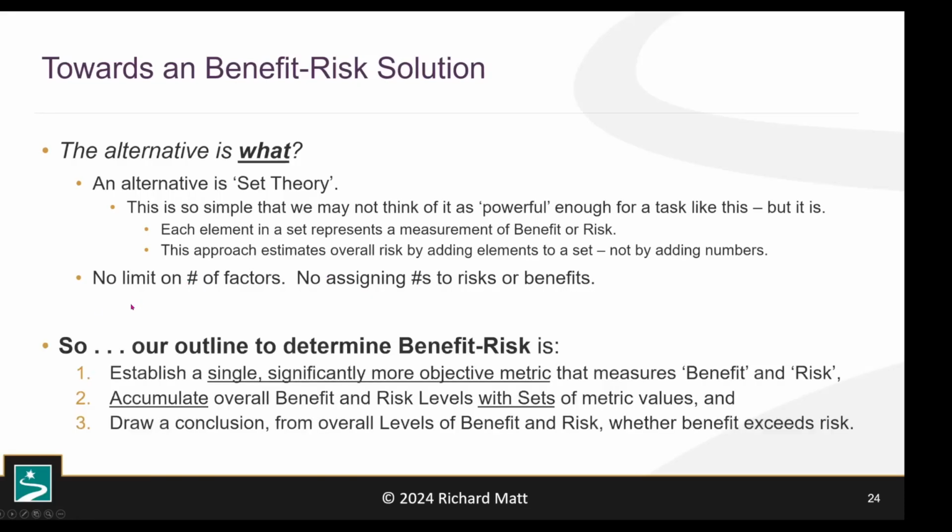and we can put as many factors into this as are important to describe the situation. So returning again to what I said before, our outline for determining benefit risk is going to be: establish a single, significantly more objective metric that measures benefit and risk. We're going to accumulate benefit and risk with sets of metric values of benefit and risk. And then we're going to show how to simplify all the overall levels of benefit and risk so that we can see either where the benefit's bigger or risk is bigger.